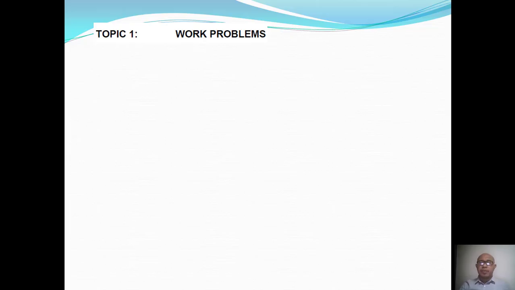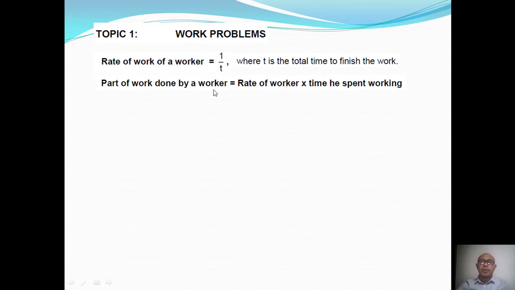So, in solving work problems, we have to recall that the rate of a worker is equal to 1 over T, where T is the total time for a worker to finish the work. We have also the part of work done by a worker, which is equal to the rate of the worker times the time he spent working.